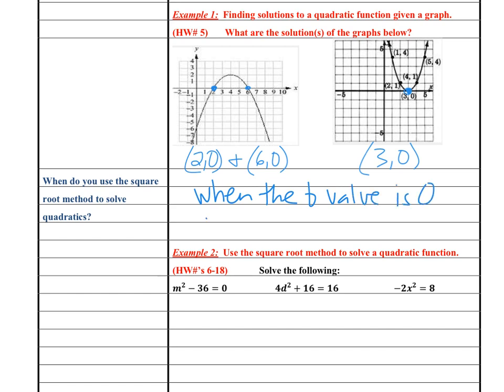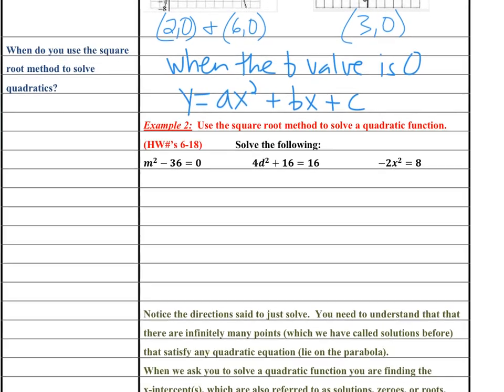So what I mean by that is, in standard form, when we have our regular equation, ax squared plus bx plus c, the number in the b spot needs to be 0, so there pretty much needs to be no middle term in order to use this method. So we're going to practice this one today below.